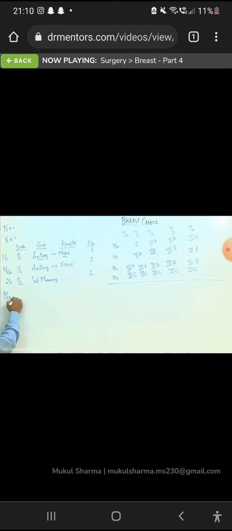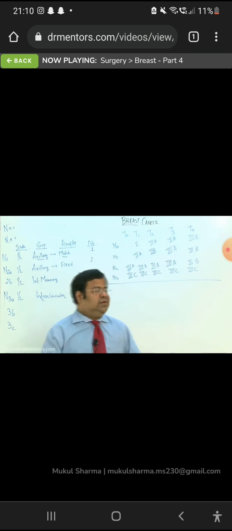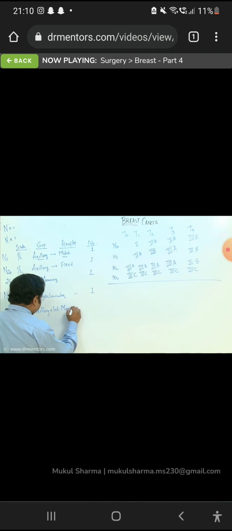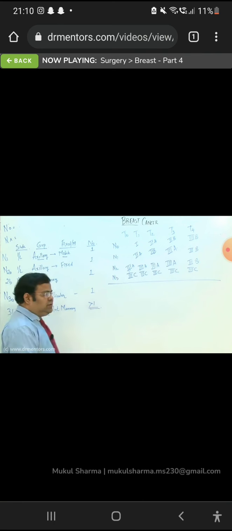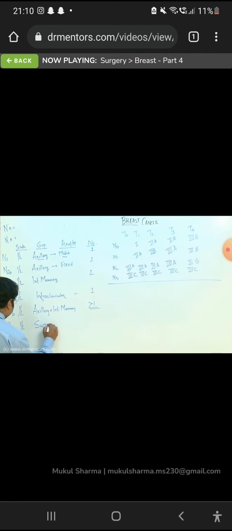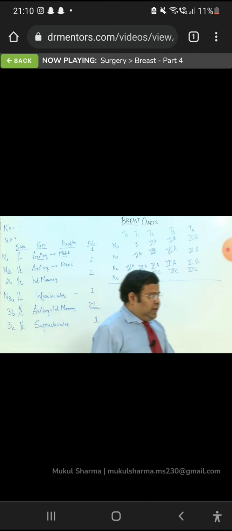Then look at N3, N3A, N3B, and N3C. So ipsilateral infraclavicular. We know that apical group we call it as infraclavicular. So infraclavicular ipsilateral side positive, again single group of lymph nodes, then you call it as N3A. Instead, ipsilateral axillary plus internal mammary, that means you have more than one group of lymph nodes positive, then you call it as N3B. And if ipsilateral supraclavicular nodes are positive, again single group, then you call it as N3C.